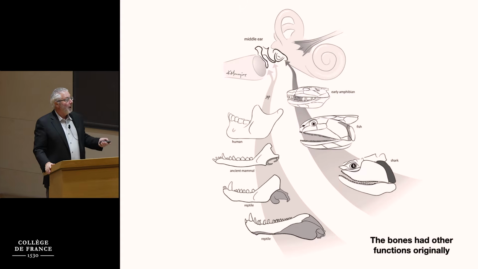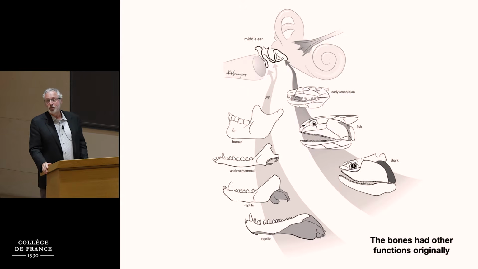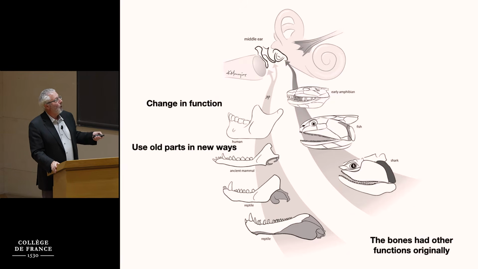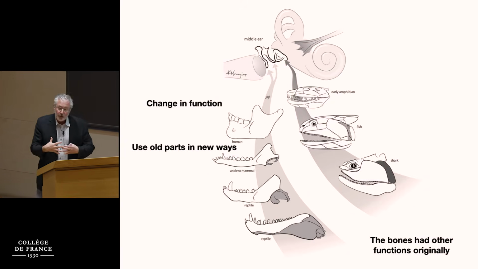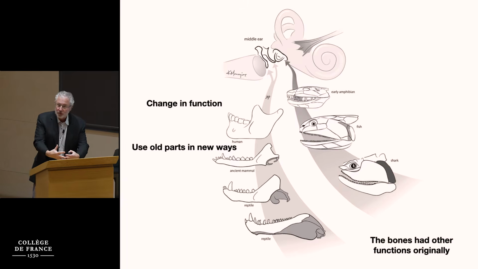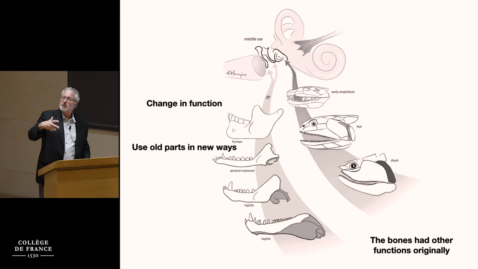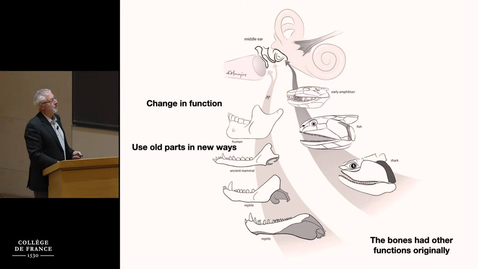The fact is, the bones had originally different functions early on. One of them was a gill bone that got smaller and smaller. It functioned in respiration and feeding in fish. The other 2 were jaw bones, which functioned in feeding in reptiles and so forth, and they gradually got smaller. The key thing here is the old parts evolved in one way with one set of functions, and then there was a change in function where they functioned in hearing. And this change in function underlies much of what we see with the origin of novel structures.